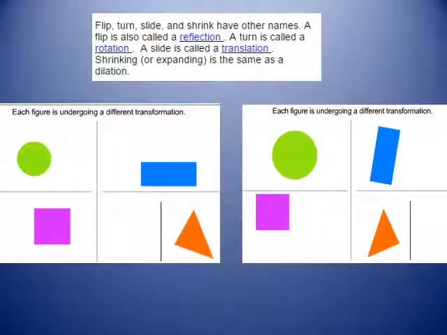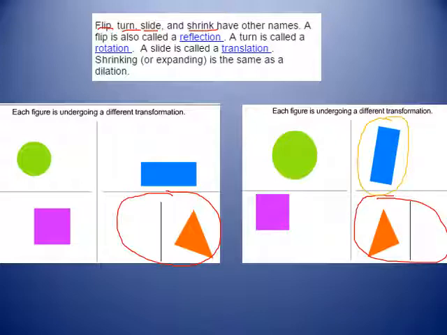So remember, our four types of transformations were flip, turn, slide, and shrink. And flip is what you might commonly call a reflection. And that's this orange triangle right down here. You can see that it was flipped over that line, or a reflection. A turn is a rotation. So you can see that the blue one up here was rotated.